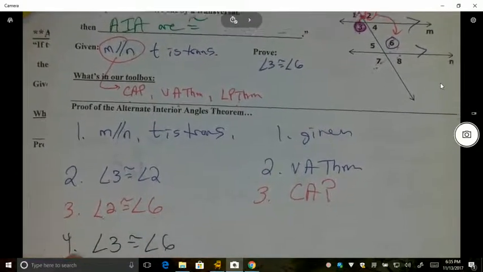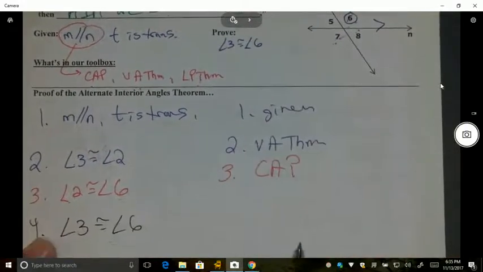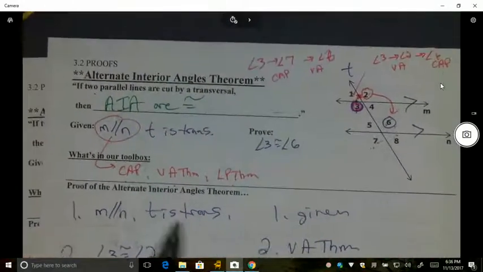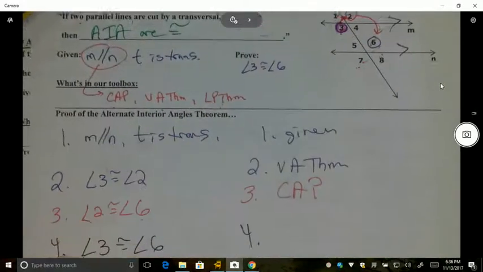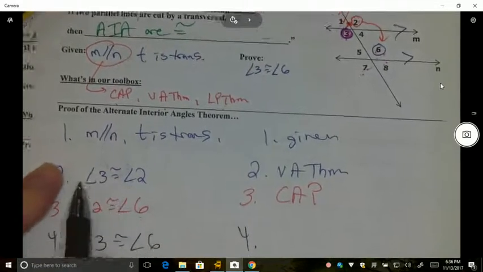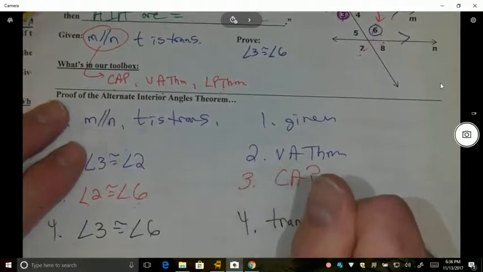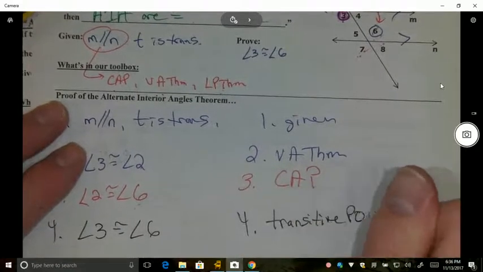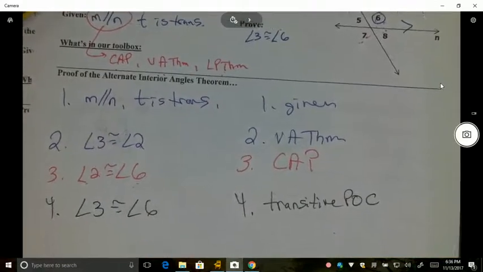Now, normally, here's where people get it wrong. They're like, oh, 3 and 6 are alternate interior. I'm going to say alternate interior angles theorem. That'd be great, except that's the theorem we're proving. So we cannot use something that we're proving. It doesn't make sense. Using the statements above, though, 2 is the connector. 3 was our start, 6 was our end. So we used the transitive property of congruence in this case, because they're all congruent statements, to connect these.